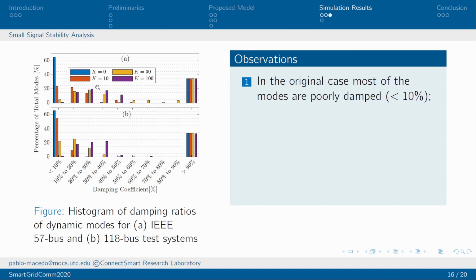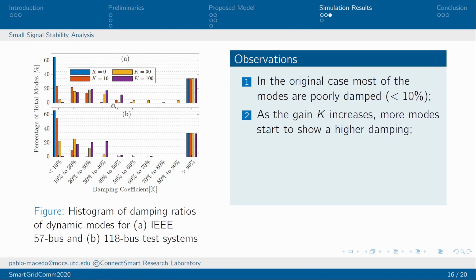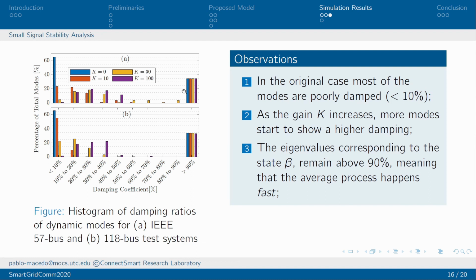However, as we increase the gain K to 10, more eigenvalues start to present higher damping. And the same can be observed as we increase the gain K afterwards. Another point we observed is that one-third of the eigenvalues, which correspond to the beta state, remain with higher damping. That suggests to us that the averaging process converges to steady state faster in this network.